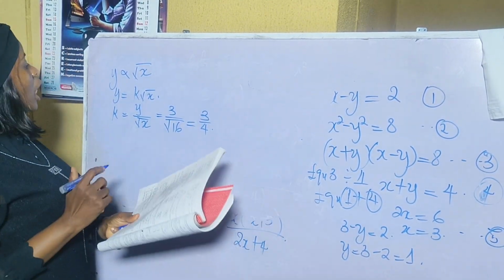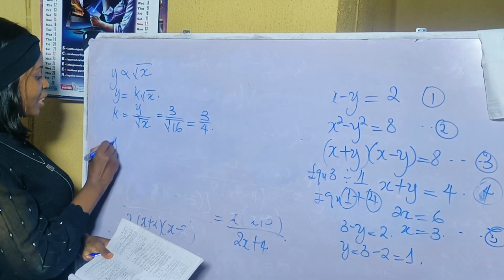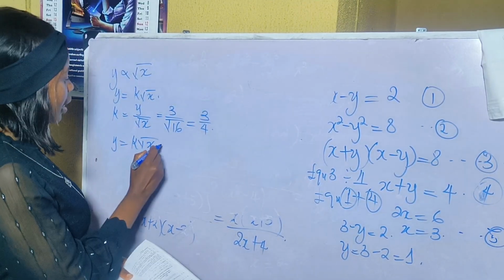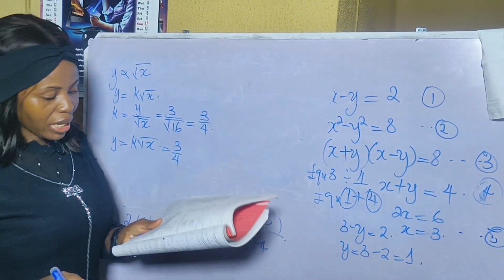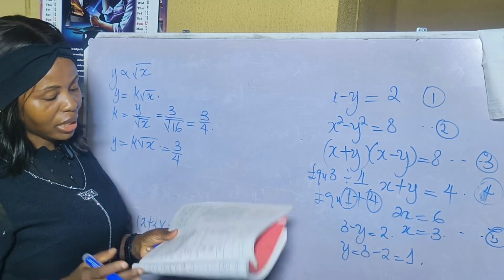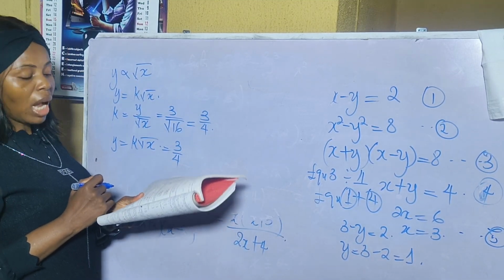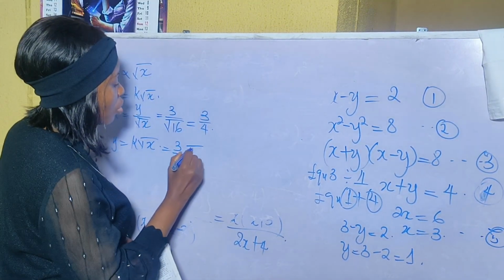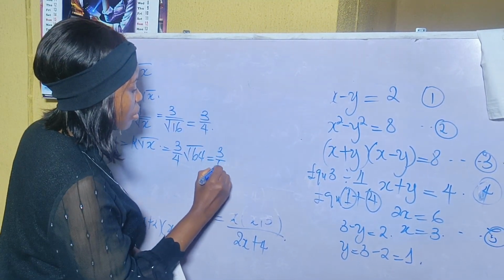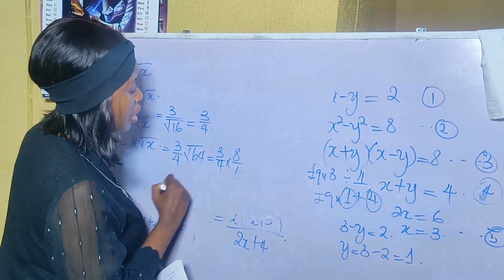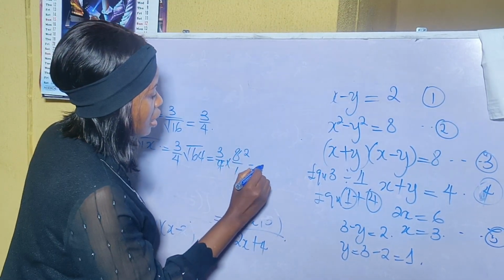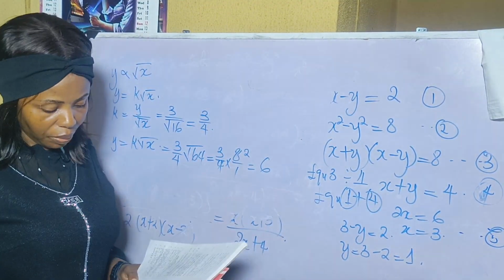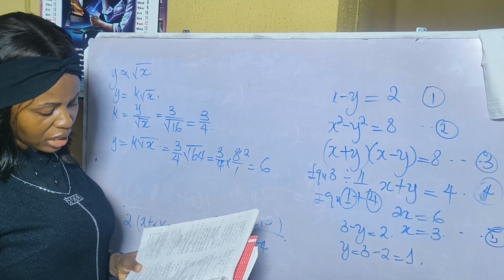Now I'm asked to look for y. Since I know that y is equal to k square root of x, and my k is 3 over 4, and I'm told that x is 64, so square root of 64 is 8. This is 3 over 4 times 8 over 1. So my answer is 6. Yes, it is 6. So that's my answer.